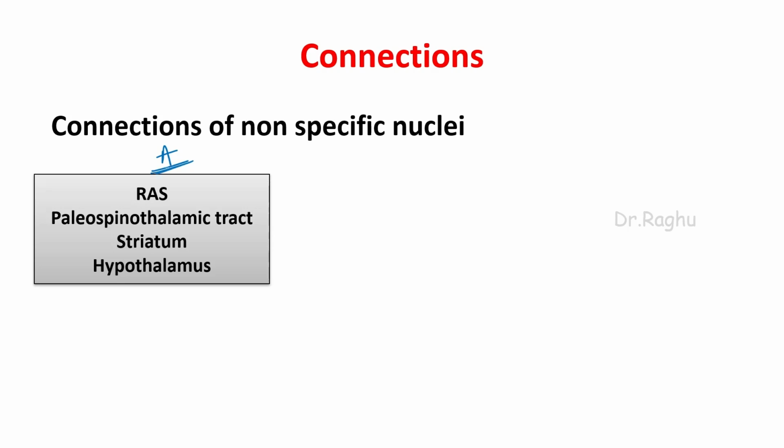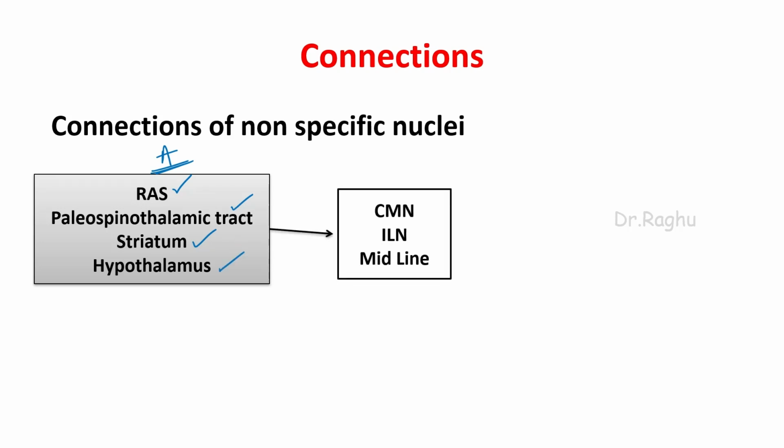The non-specific nuclei are going to receive the inputs from the reticular activating system. They receive the inputs from the paleo-spinothalamic tract. They also receive the inputs from the striatum and also some areas of the hypothalamus. So this input is going to these three non-specific nuclei which I have told you in the functional classification: the centromedian nucleus, the intralaminar nuclei and the midline nucleus.